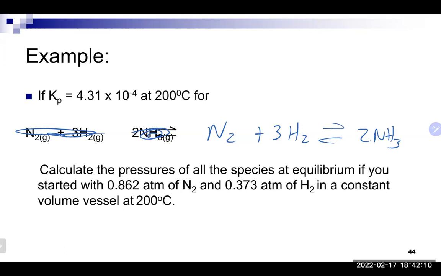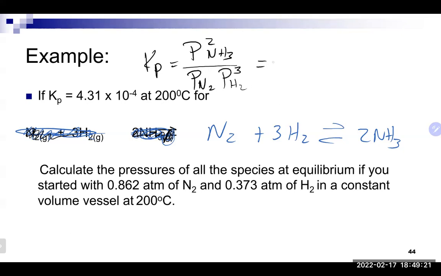As I mentioned before, it works the exact same way as concentrations, except that obviously you're using pressure. So take a few minutes to see what you do, and we'll come up here together in a sec to see if we're on the same page. In this case, we have a Kp value, and we do have pressures given to us. We could write our Kp expression, which would be the partial pressure squared of NH3 divided by the partial pressure of N2 times the partial pressure cubed of H2. And again, this would equal 4.31 times 10 to the minus 4.